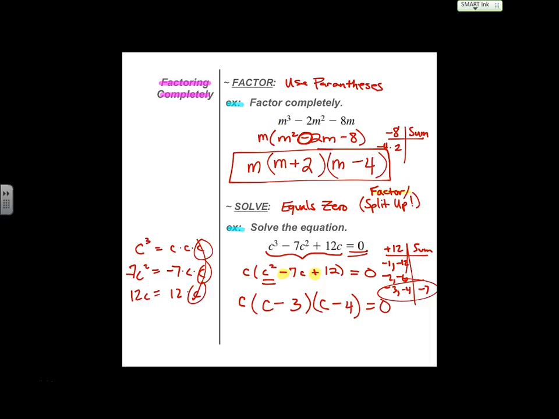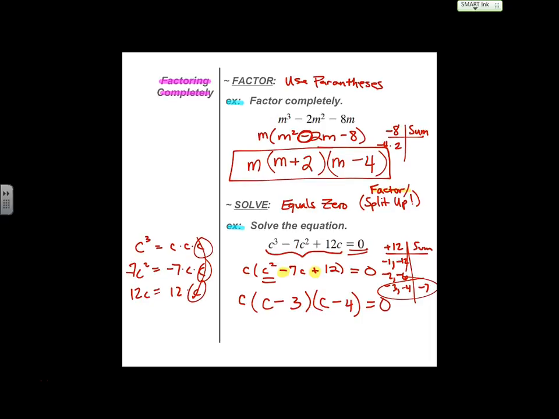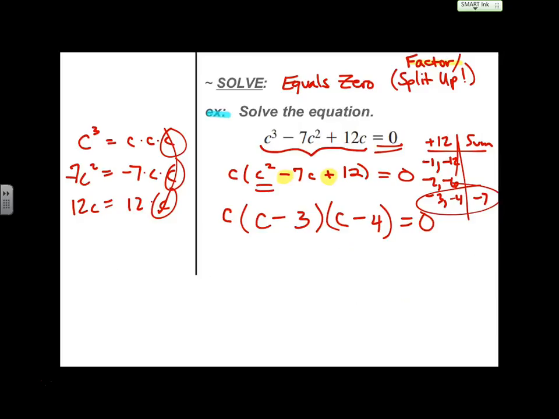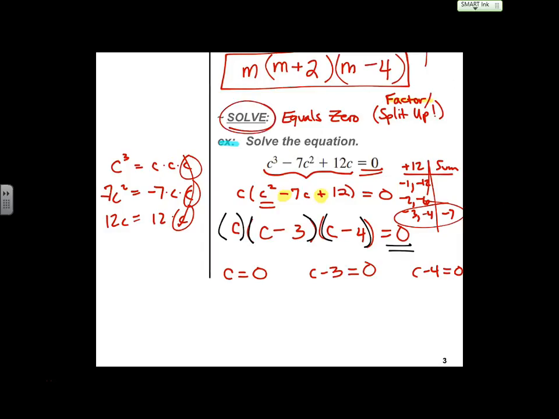Now, careful. We have to take 3 things. We have to take each piece and set equal to 0. Each piece: take the C equal to 0, take the C minus 3 equal to 0, take the C minus 4 equal to 0. So you have to do that? That is what solving means. If we put factor, we'd be wrong. You wouldn't have finished the problem. C equals 0, C equals 3, C equals 4.